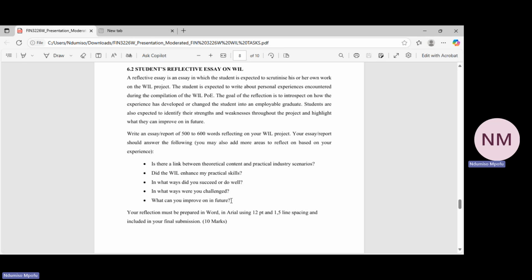This is basically asking you to reflect. So what can you improve on in future? You also answer based on the answers that were presented. Okay, so the WIL reflection essay is worth 10 marks. All in total, tasks 1, 2, 3, and the reflection essay will give you 100 marks.